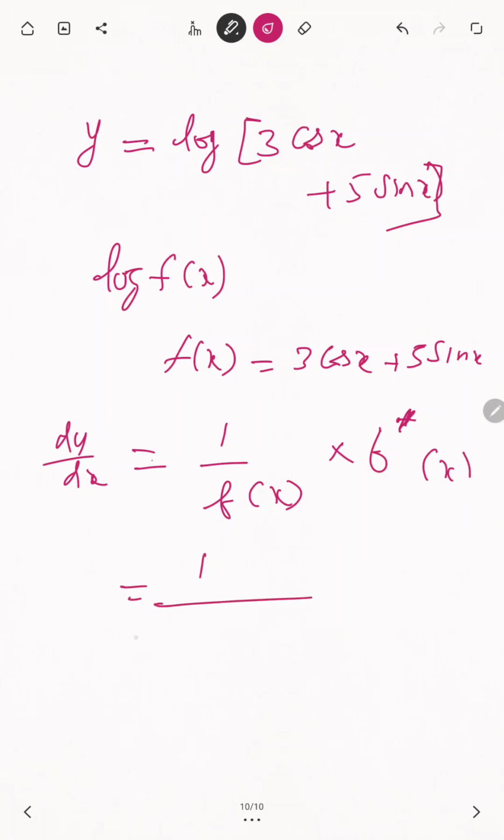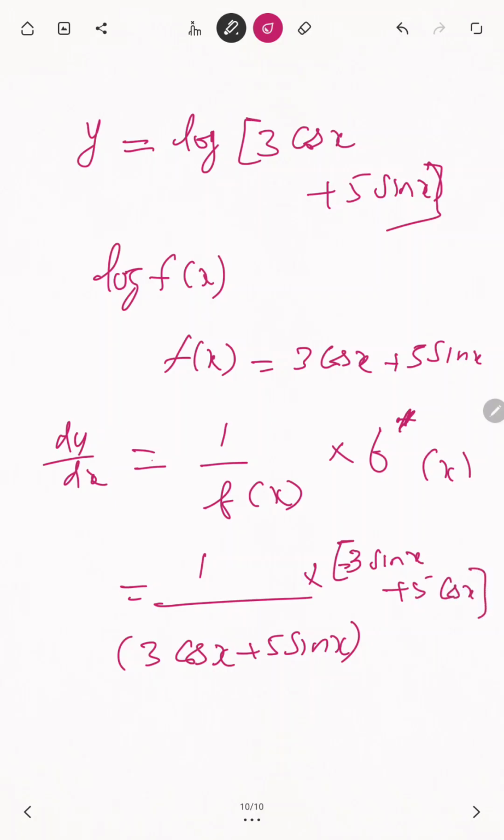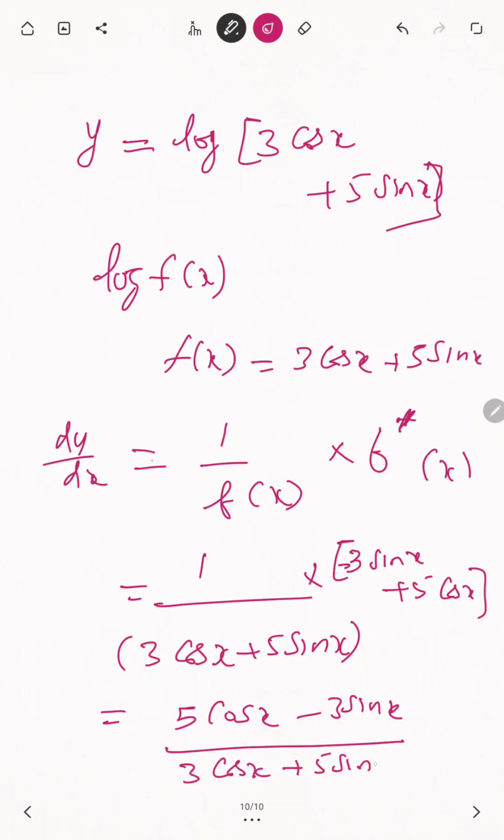1 by f of x, where f of x is 3 cos x plus 5 sin x. Then into what? Differential of 3 cos x is what? Cos x differentiation is minus sin x. So minus 3 sin x plus 5. Differential of sin x is cos x. Then the overall result is 5 cos x minus 3 sin x by 3 cos x plus 5 sin x.